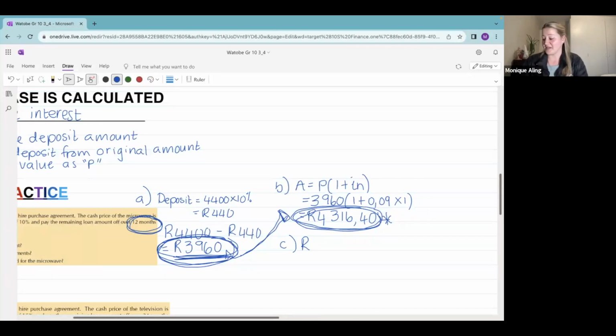So all we have to do is now take how much she owes in total, including interest, and divide by how many months she's paying it off. She's paying it off for 12 months. And that will tell us.